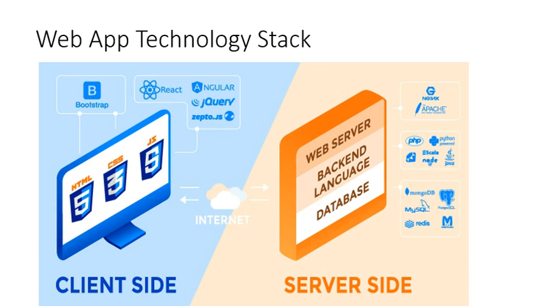Then we have a backend language, as I talked about: Java, PHP, Ruby on Rails, Python, C Sharp, Node.js. Then we have databases like MongoDB, MySQL, SQL Server, and Redis. Alright, this is the full web app technology stack.